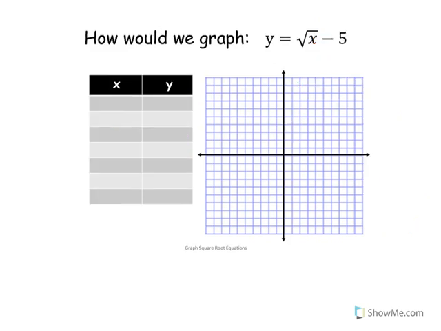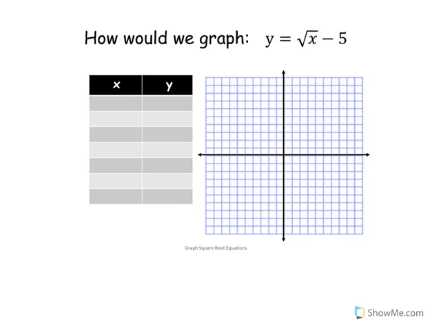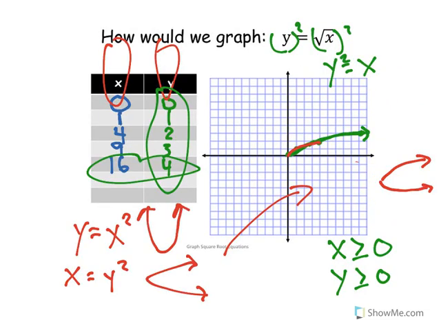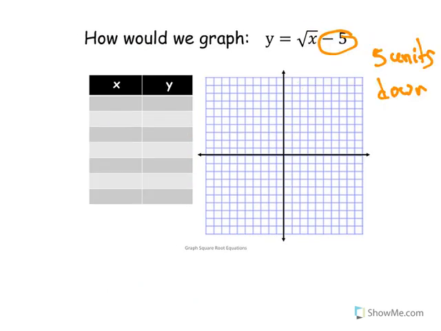I don't think I have to do this one, right? So what do we think is going to happen? Plus 3 outside caused us to go 3 units up. What is minus 5 outside going to do? It's going to shift us 5 units down. So I don't need to actually do the graph, and you can look at it in your calculator if you'd like, but it's going to basically take the exact same graph we had originally, and instead of shifting it 3 units up like we see here, it's going to shift it 5 units down.